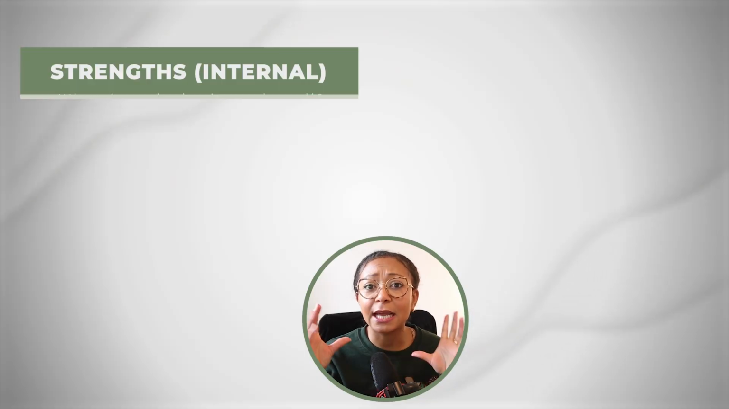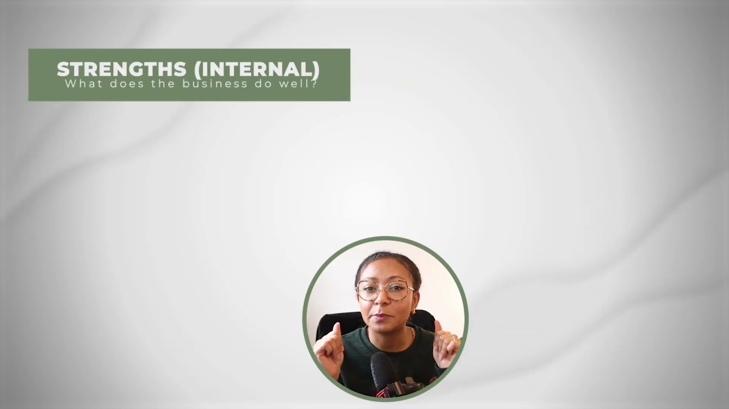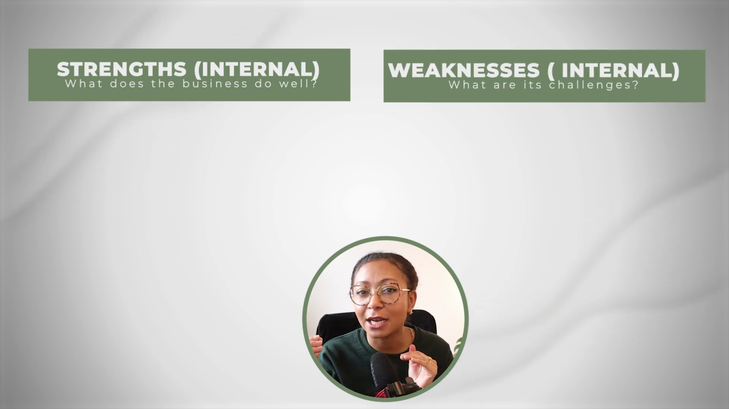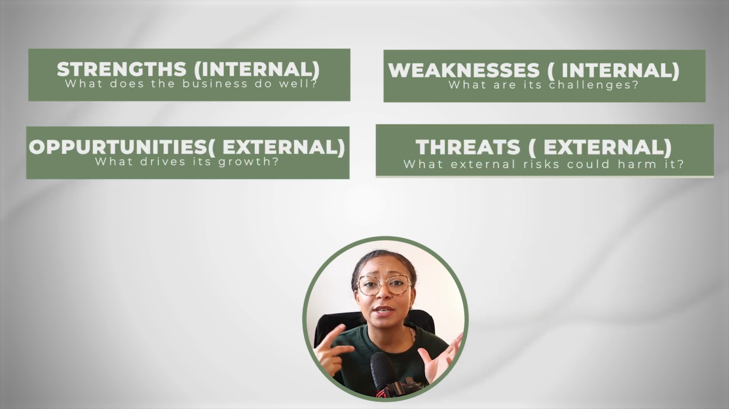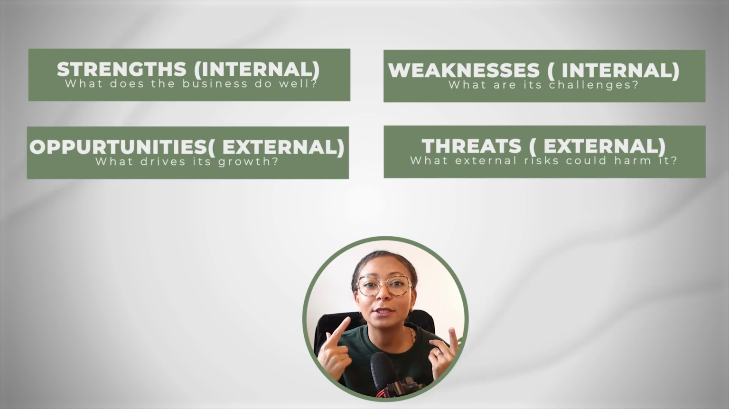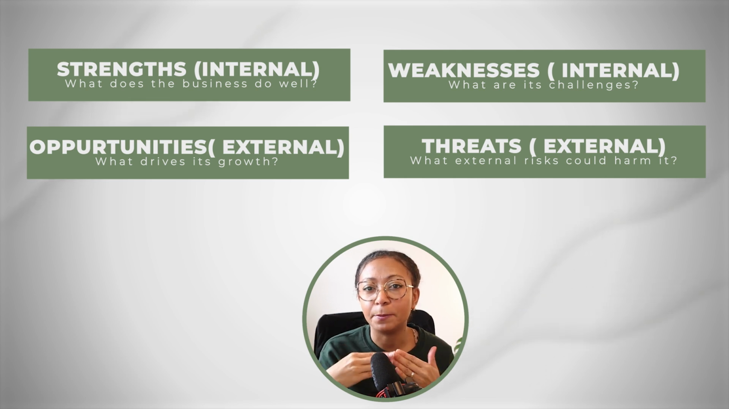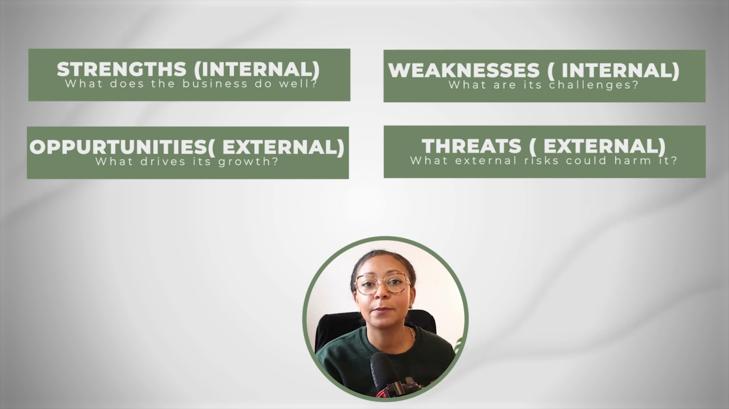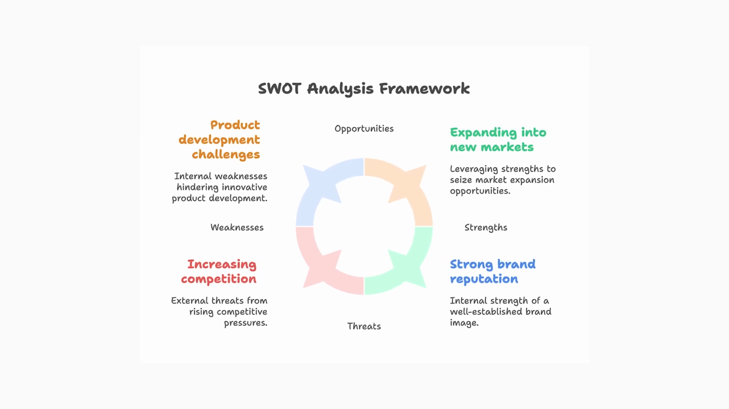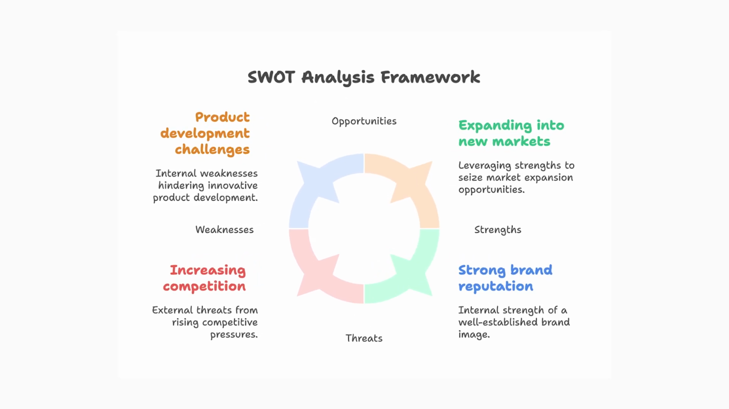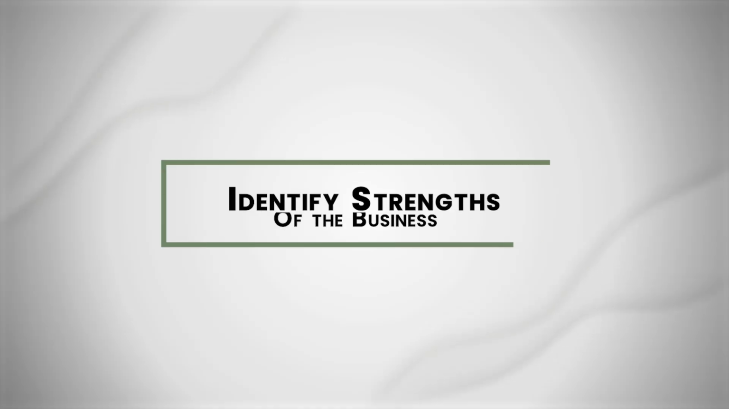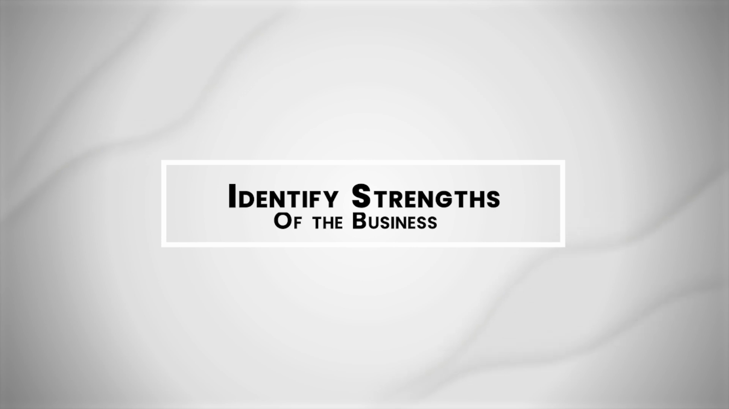Looking at the strengths, these are internal, right? What does the business do well? The weaknesses are also internal, looks at what are the challenges that the business is experiencing. And then the opportunities and threats are external impacts. What market trends or factors can help the business grow, and what external risks could harm the business? It's used in strategic decision making to help business understand where they stand and what actions they should take next, right?